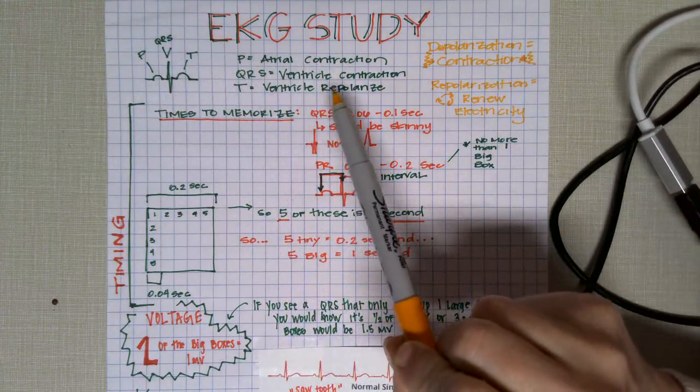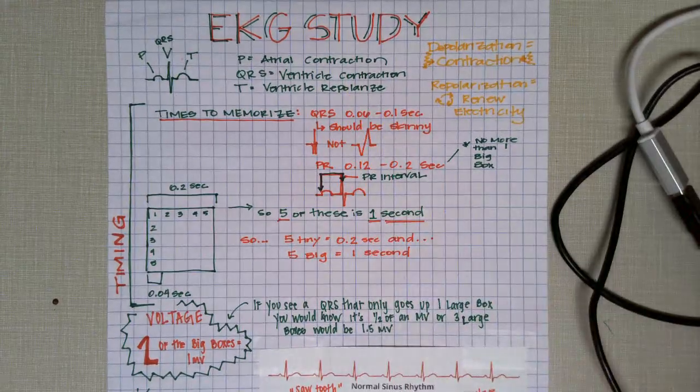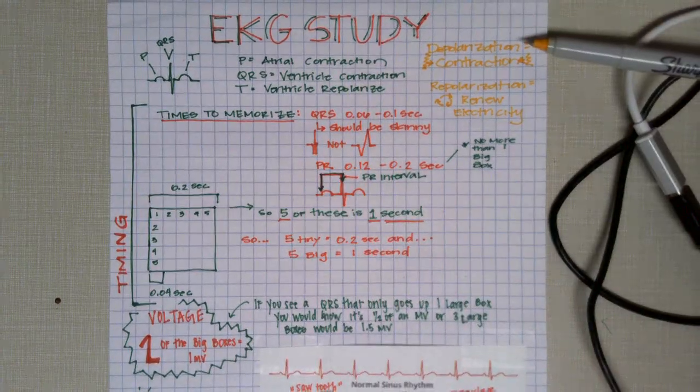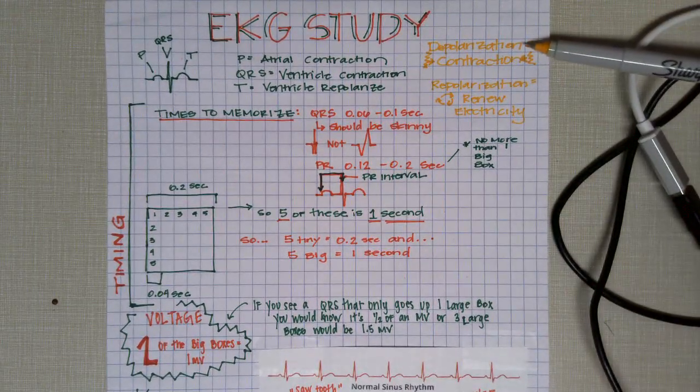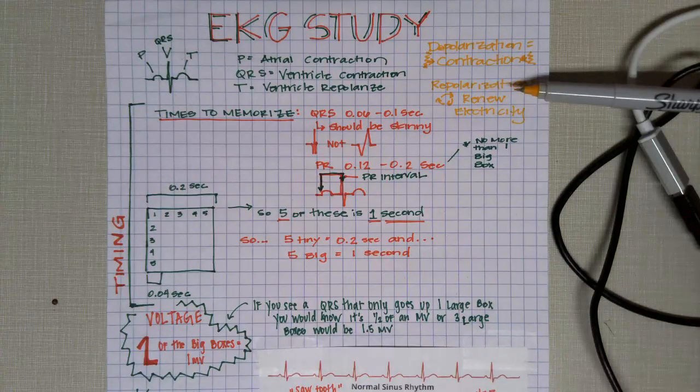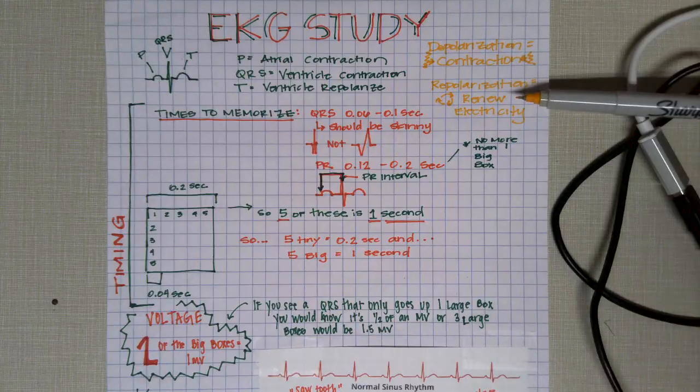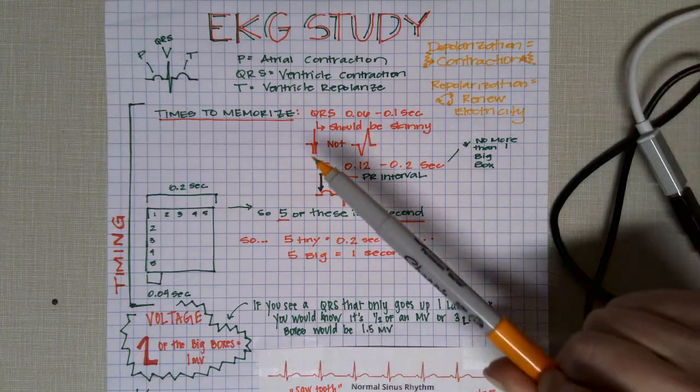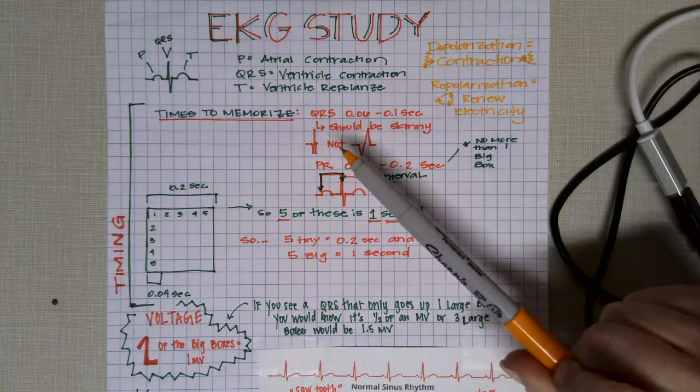Okay, so QRS, P wave, T wave. You need to commit those to memory. What is happening in each of those? Remember that when we're talking about depolarization, we're talking about the heart contracting. When we're talking about repolarization, we're talking about the heart renewing energy. Okay. There are times that you have to memorize on an EKG.